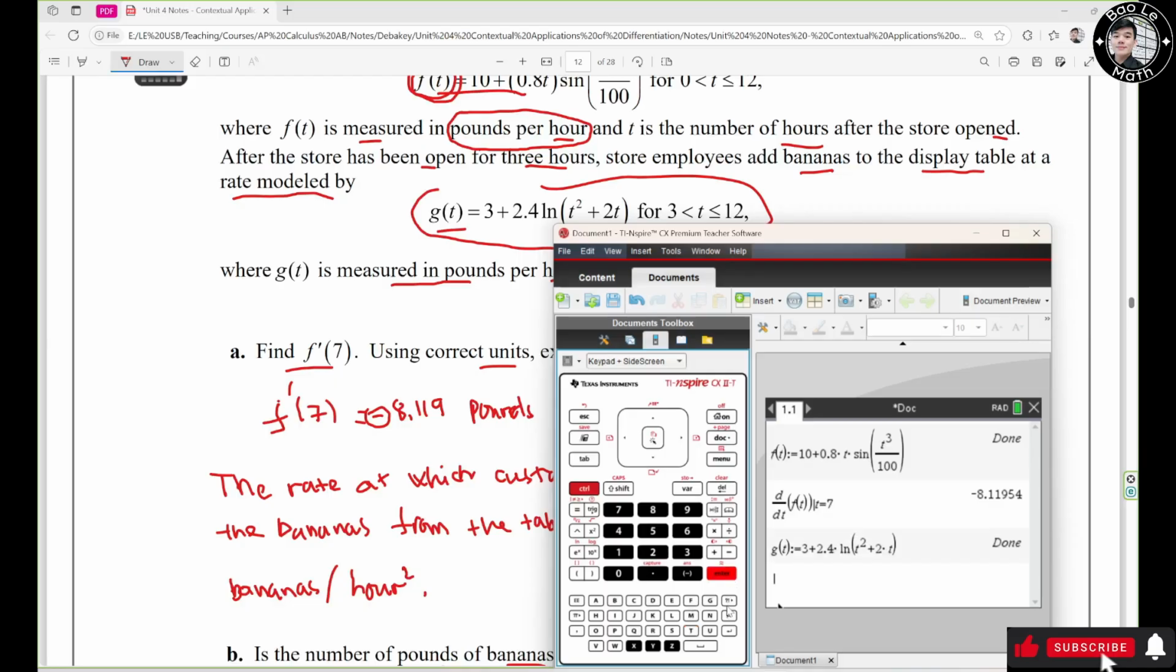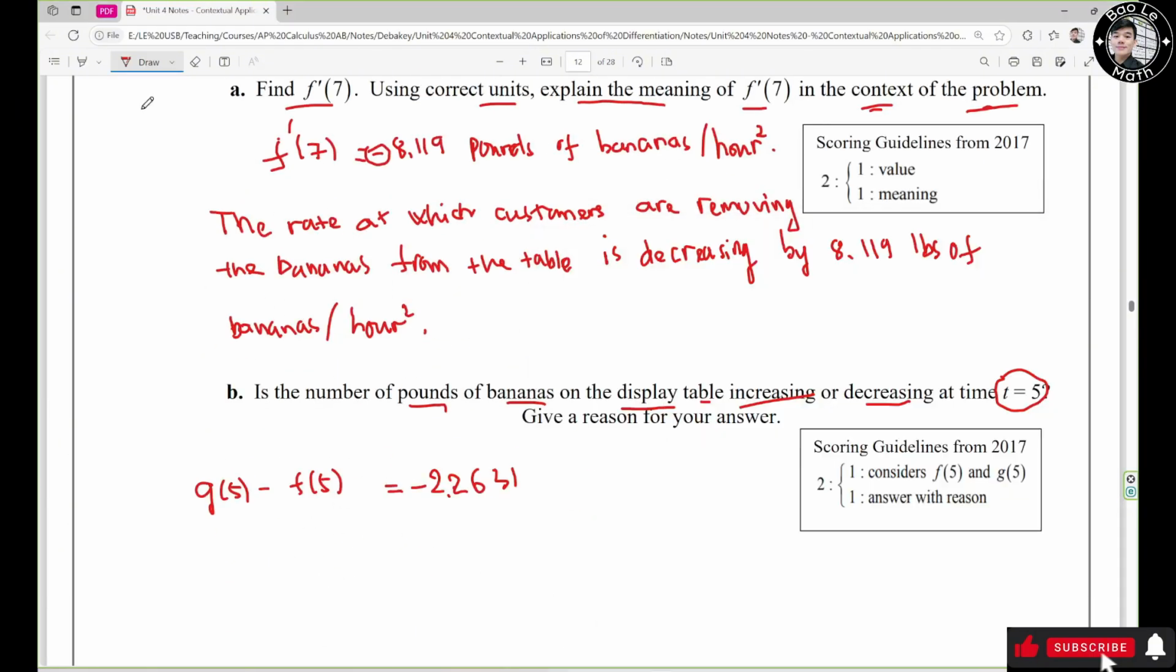And you hit enter. Since you already stored two functions, g of t and f of t, now you just type g of 5 subtract f of 5. Hit enter. The answer is negative 2.2631, right?